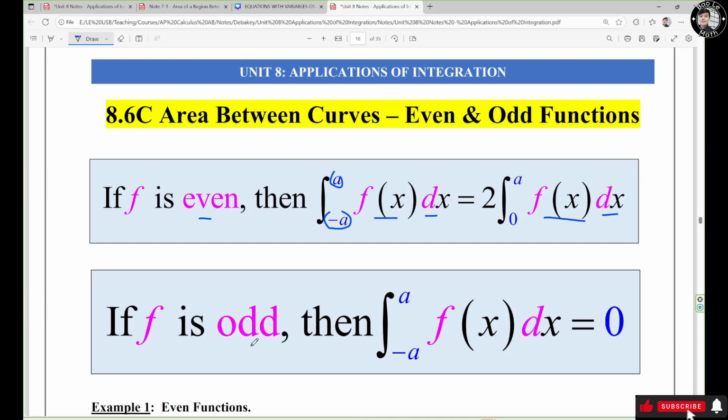Now, if the function f is odd, then the integral from negative a to a of f of s ds equals 0, because the function f of s is symmetric about the origin. And remember that if the function f is even, you have f of negative s equals f of s. If the function f of s is odd, you have f of negative s equals negative f of s. So keep that in mind.